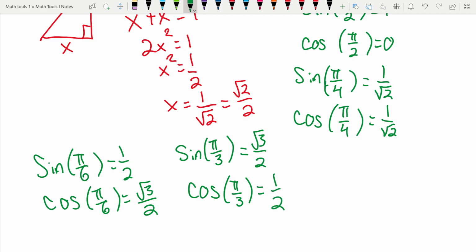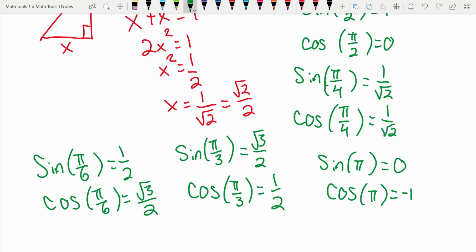We don't need to get hung up on all these values. If you ever need these values, I'll give them. Some other common ones, like sine of pi. So that's 180 degrees. That's going to be 0. Cosine of pi is equal to -1.